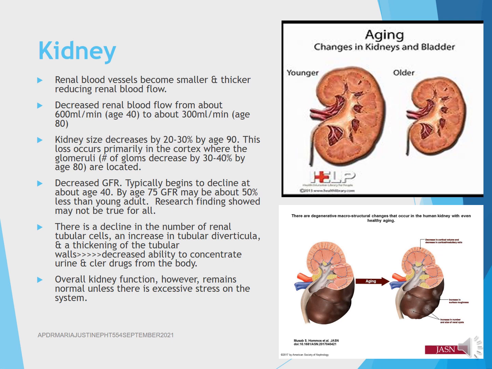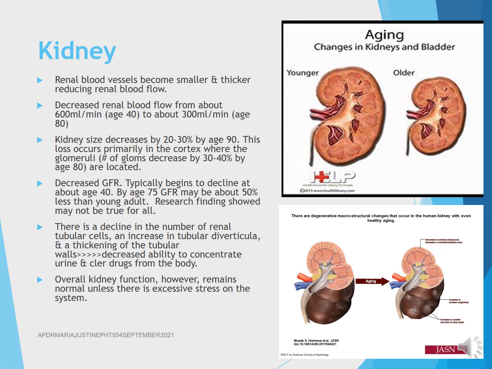What happened to the kidney? Renal blood vessels become smaller and thicker, reducing renal blood flow. You can see here in the picture, the older one is shrinking. Renal blood flow decreases from about 600 ml per min, which may begin at the age of 40, to about 300 ml per minute by the age of 80. So it's half gone.